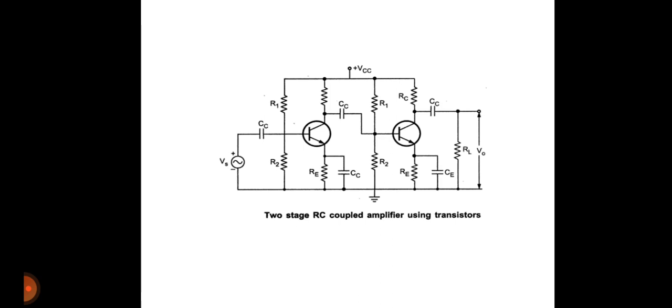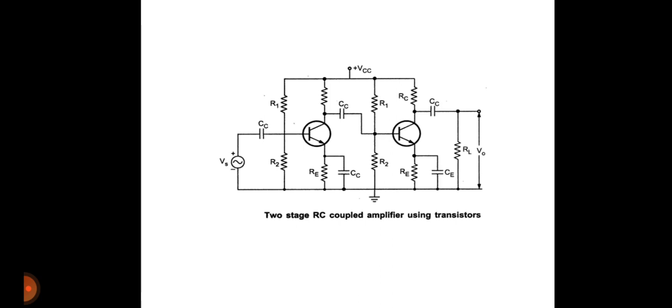R1, R2 form the potential divider network. RE provides stabilization of the Q point. CC, the capacitors in the circuit, act as coupling capacitors. CE in the circuit acts as an emitter bypass capacitor, which provides a low reactance path. Input is given at the base of the first stage and the output is taken at the collector of the last stage, which here is the second stage. VCC provides biasing for both the transistors.